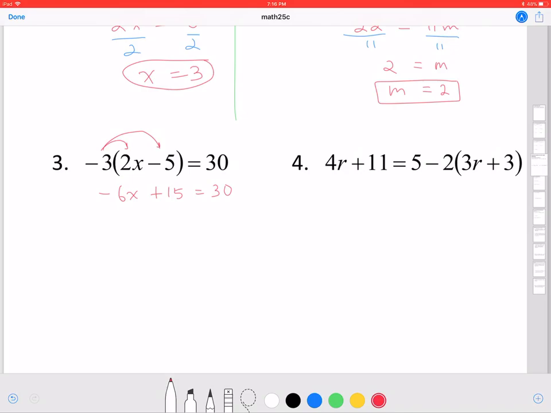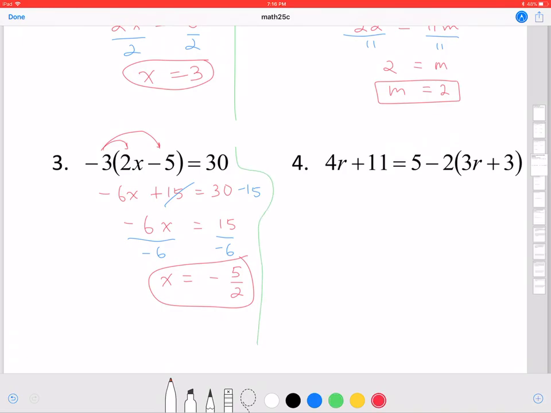Then I will subtract 15 on both sides, and that'll give me -6x is equal to 15. 30 minus 15 is 15, and now I need to divide by -6. That's going to stay as a fraction, but I can reduce it. Each number is divisible by 3, so x equals -5 over 2, and that should be the answer.